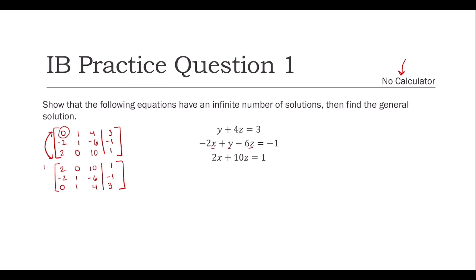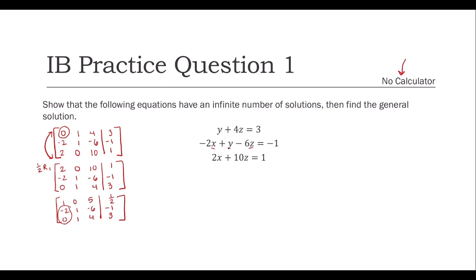Now we'll multiply row 1 by 1/2. So that becomes 1, 0, 5, 1/2. Negative 2, 1, negative 6, negative 1, 0, 1, 4, 3. So we have a 1 in row 1, column 1. So now we'll zero out these two.